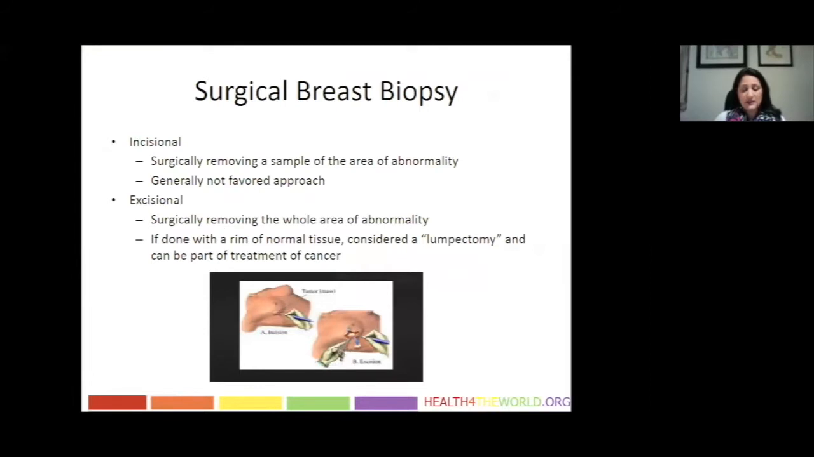Incisional biopsy is not the preferred method for pathologic diagnosis, as it often removes a sample of tissue, but not in its entirety, and it also subjects the patient to additional surgical risk. In contrast, an excisional biopsy removes the entire area of involvement, oftentimes with a normal tissue rim. If cancer is subsequently diagnosed from the excisional biopsy, this would be considered a lumpectomy.